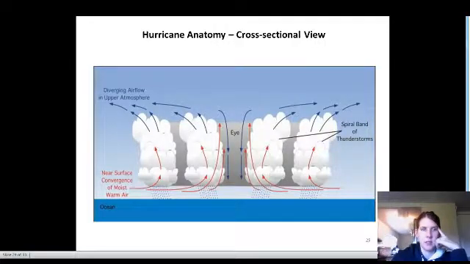So here's another cross-section view. So we've got our moist air moving in, and then our diverging airflow in the upper atmosphere, and then we have our air that's actually moving down through the eye and heating by compression as it moves downward.